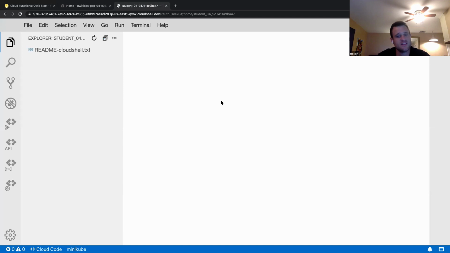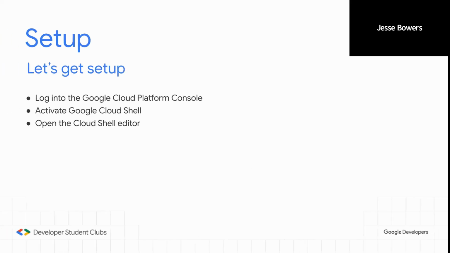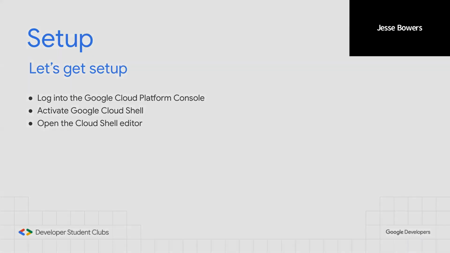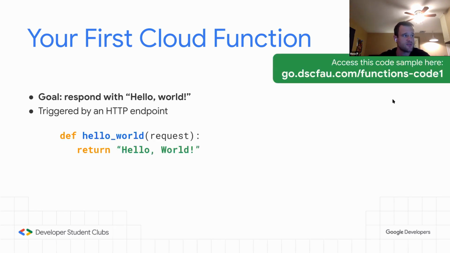And if anyone's used VS Code, this is basically just a VS Code text editor that runs in the browser. So our first cloud function we're going to write, the goal of this cloud function is just to respond to a URL, an HTTP request, and it's going to respond with the string hello world. And this right here is the entire function. Like, that's it. That's the first function we're going to write.